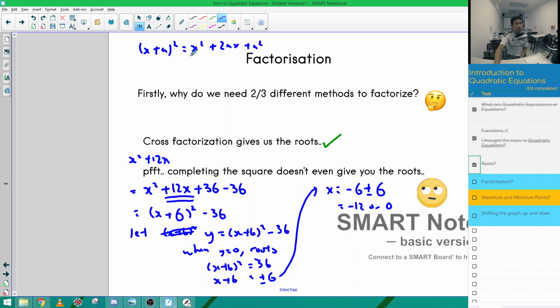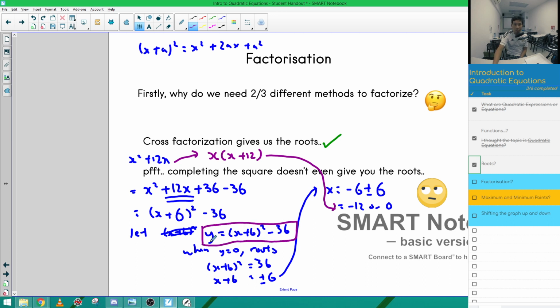Then you ask yourself a question, wait. If I started from here and I use simple factorization, I can see straight away the roots are negative 12 and 0. Why go through all that trouble completing the square just to get the same thing? So let me answer your question. And why completing the square is very important in this topic, right?